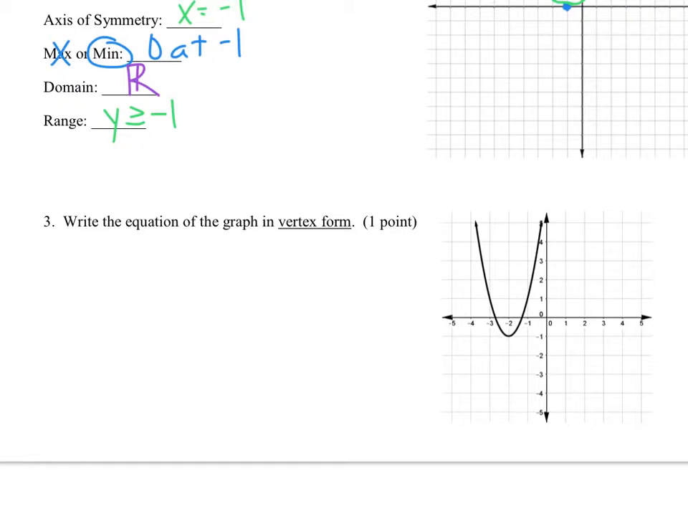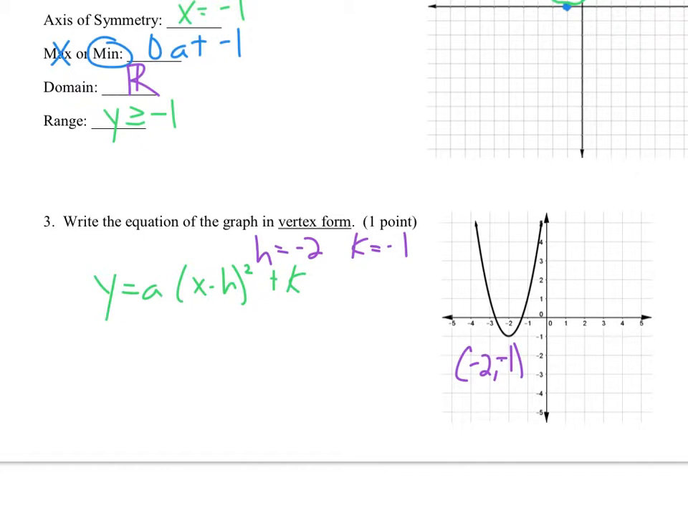Alright, and then last one for this page, writing the equation of the graph in vertex form. So I need to first of all identify where the vertex is. In this case it is at negative 2, negative 1. So that gives me my h and my k. So h being negative 2, k being negative 1. And again I've got my form a times x minus h squared plus k. Now I'll kind of go through a couple different ways to look at this one. So I know the vertex. That gives me h and k.